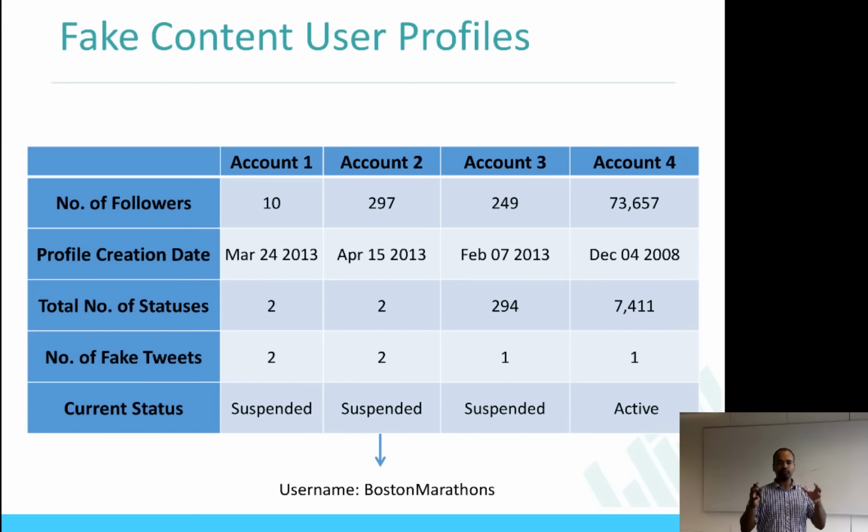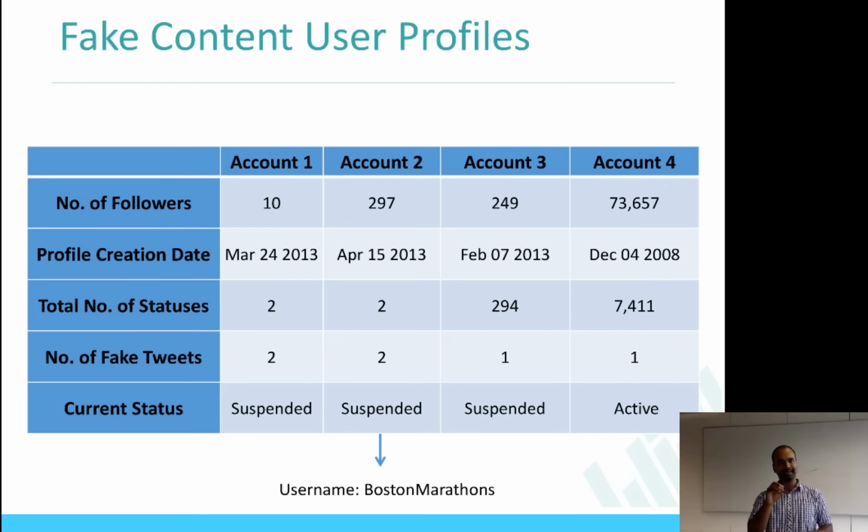So here's another view of the data, which shows you the fake content user profiles. Every time such an event happens, many fake user profiles get generated during the event. Fake accounts get generated to use the event to propagate malicious content. So in this example, I'm showing you account 1, account 2, account 3, account 4. Different accounts were created.